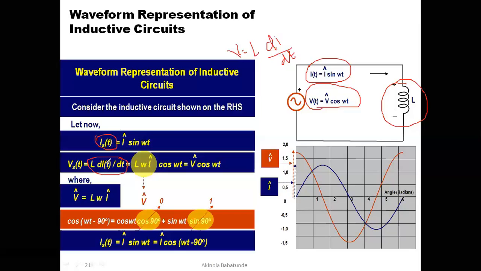So to find this, we just differentiate our I equal to I sin WT. When you differentiate I sin WT, what you're going to have is di dt. When you do that, exactly this is what you're going to have. You're going to find LW here. For example, this is WT. If you differentiate it, you're going to have W.